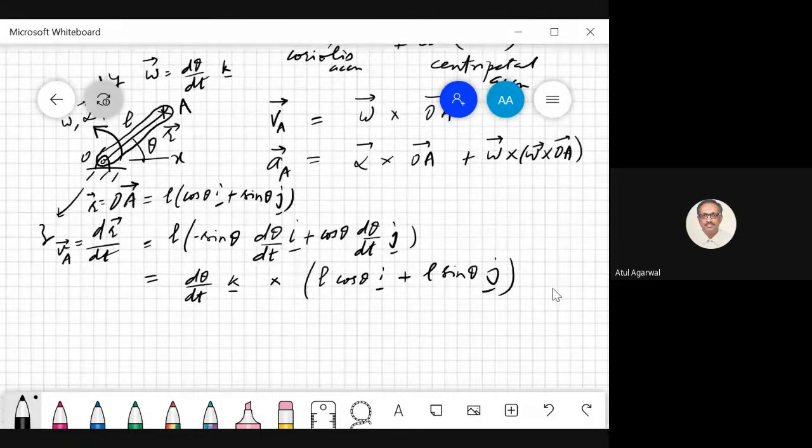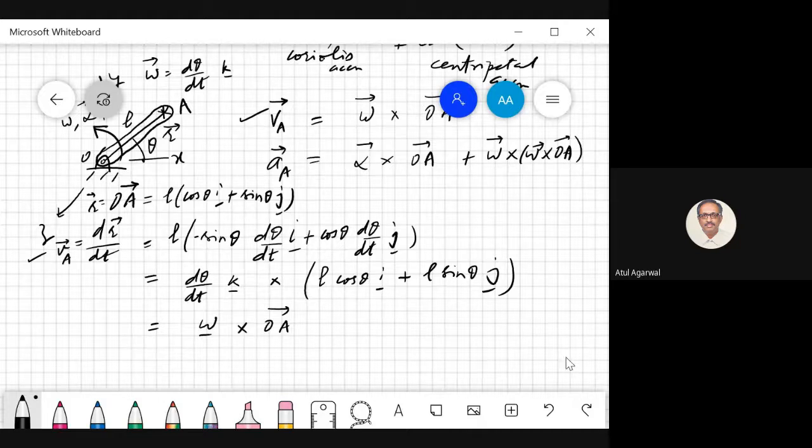So this becomes omega cross vector OA. Any problem? I have just shown you how you get the velocity of point A the long way. So you have got the acceleration of point A.